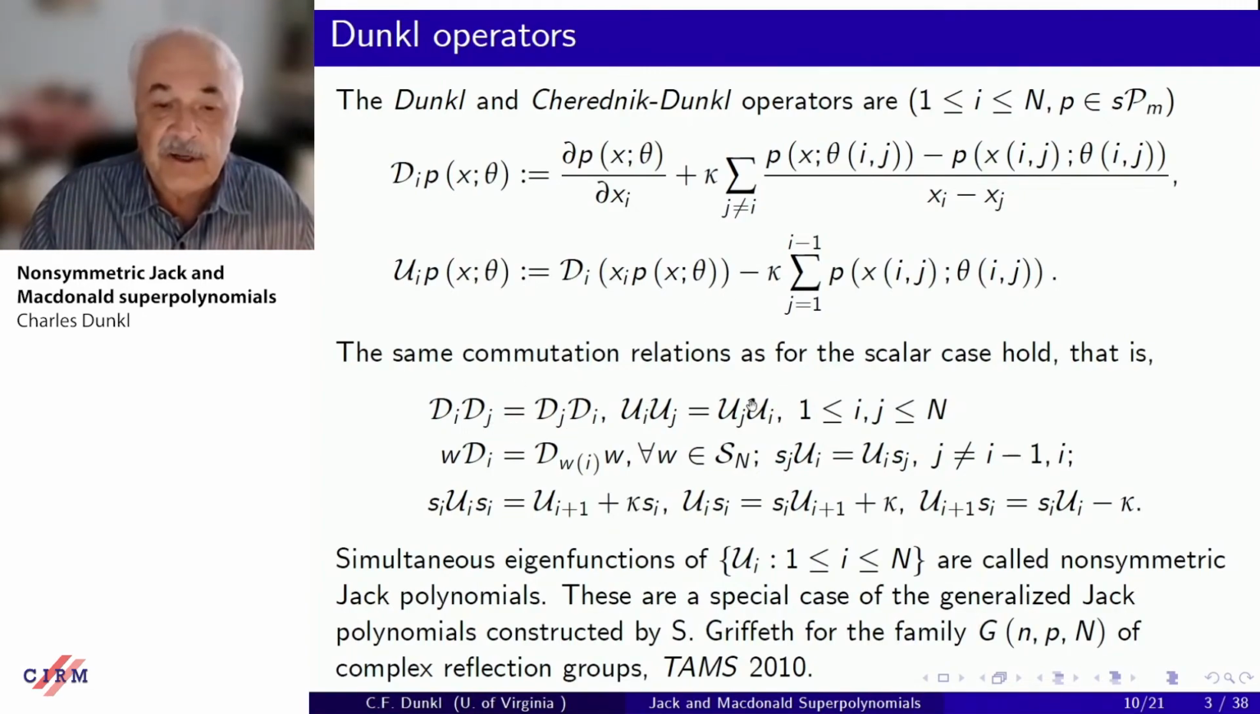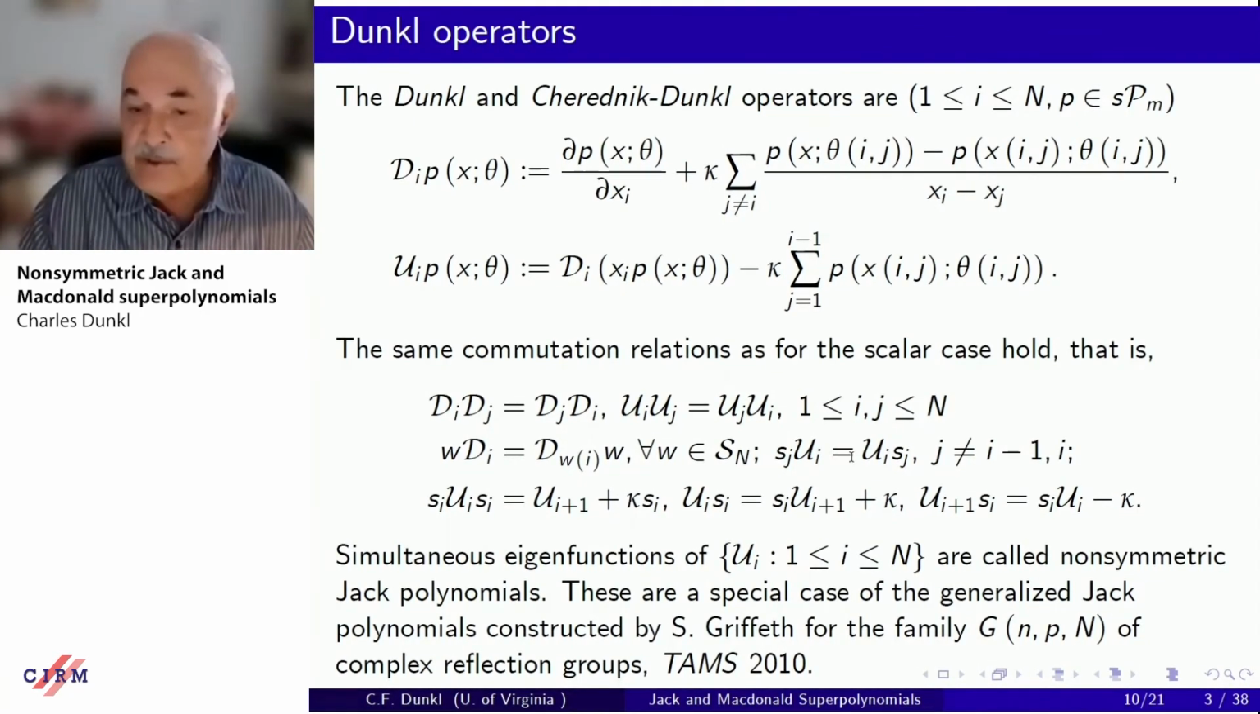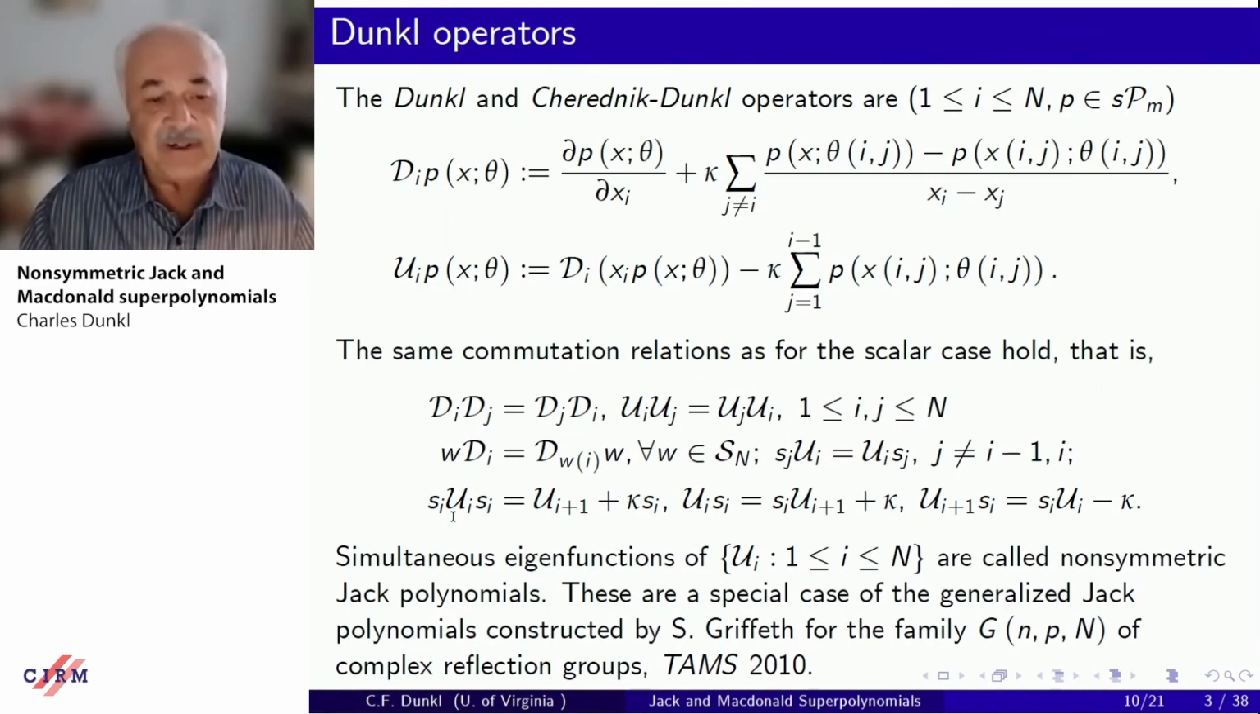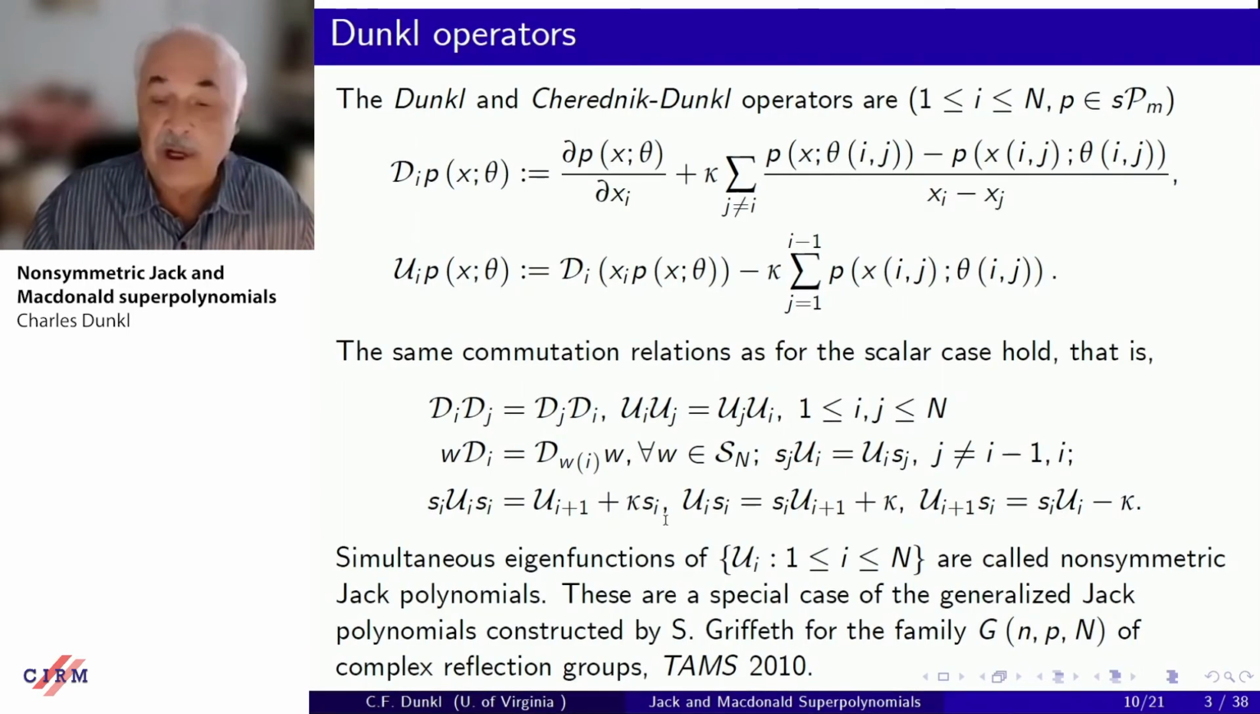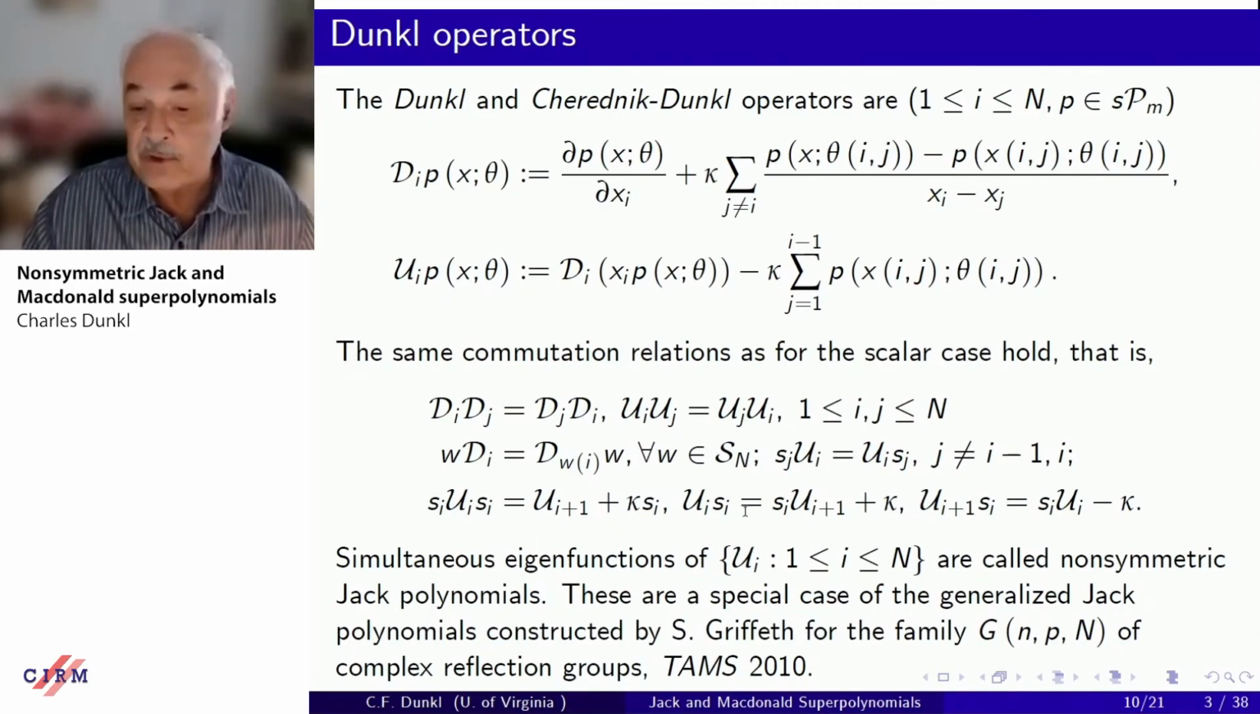the d_i's commute among each other, the u's commute among each other. The group acts on d_i as usual. The action on the u's is more important. This one here, s_i u_i s_i, is u_{i+1} plus kappa s_i, is important for computing the polynomials. Since these operators commute and they preserve the degree, they have simultaneous eigenfunctions. They're called non-symmetric Jack polynomials. They're a special case of the generalized Jack polynomials that Stephen Griffeth constructed for the complex reflection groups G(n,p,N), Transactions 2010.